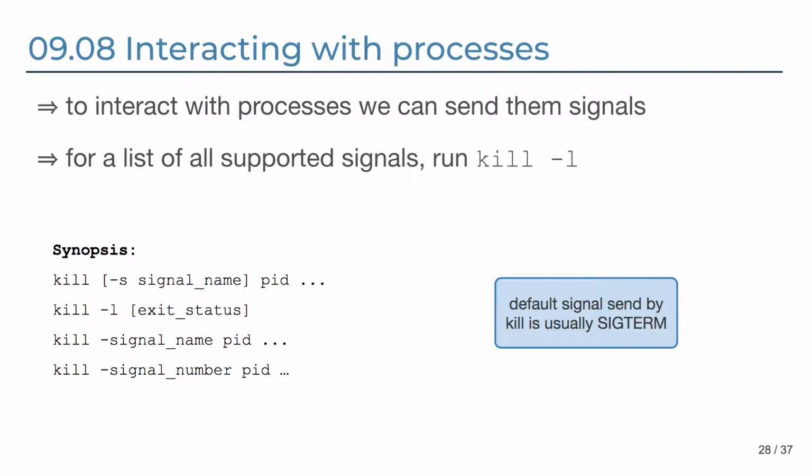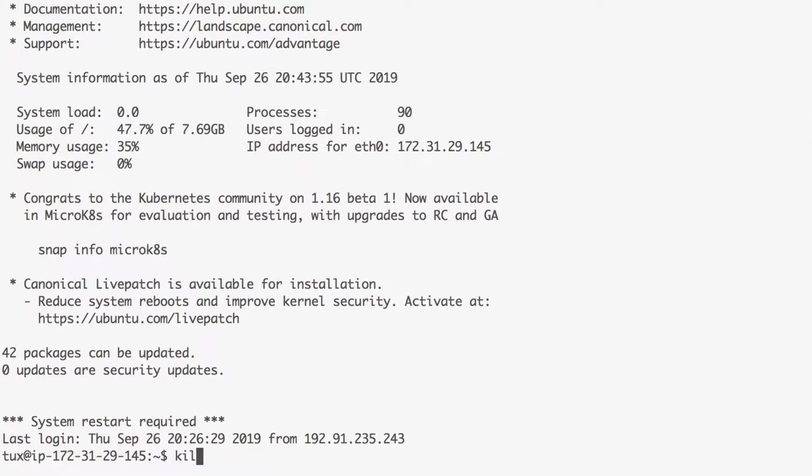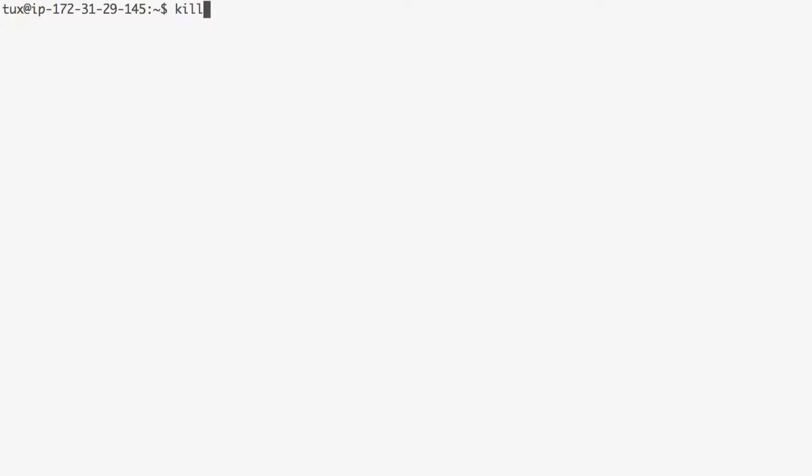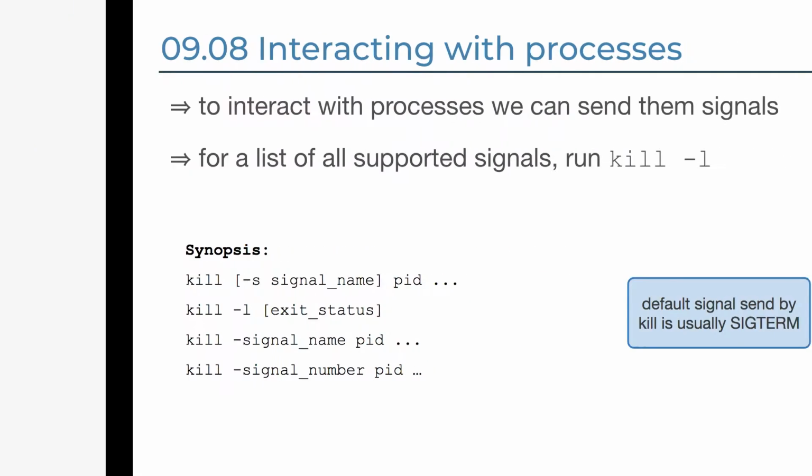In order to interact with processes in general, Unix has a system which is based on signals, so we can send signals to processes. The command to do this is called kill, and to see what signals we can send, we can simply run kill -l. So if we look on our tux machine, we can run kill -l, and we see there's a bunch of interesting signals that we can send to a process.